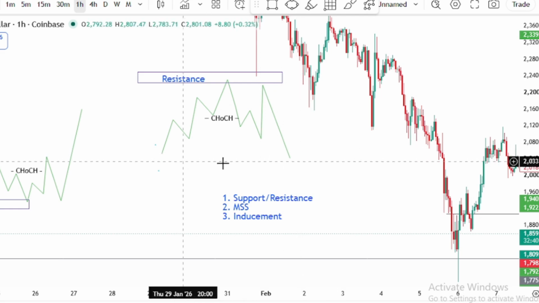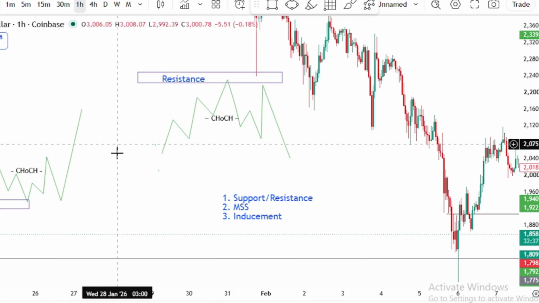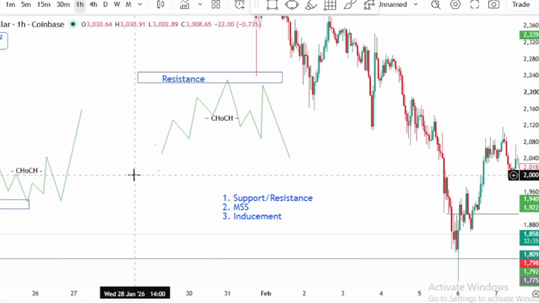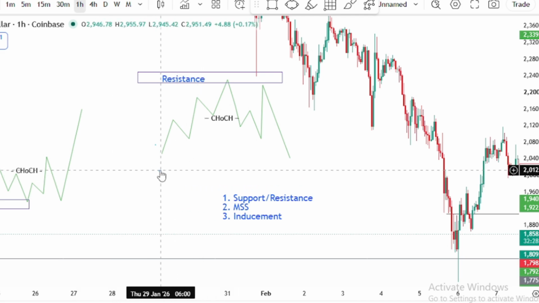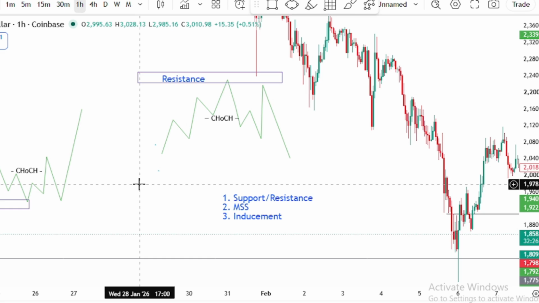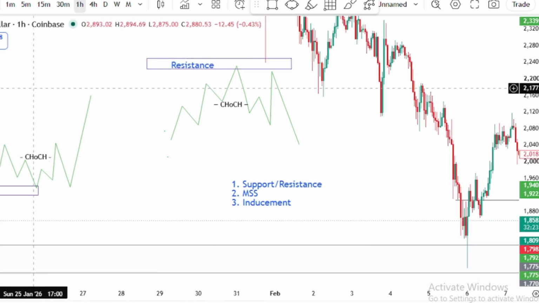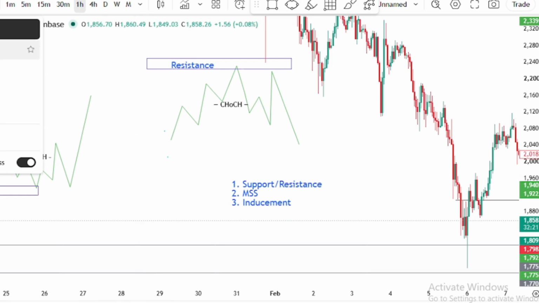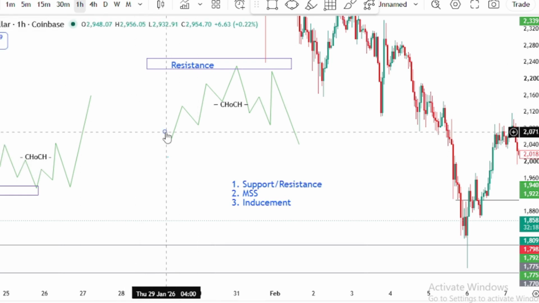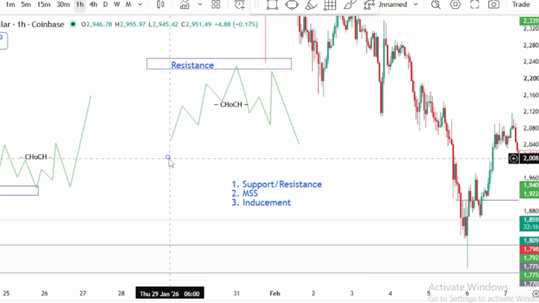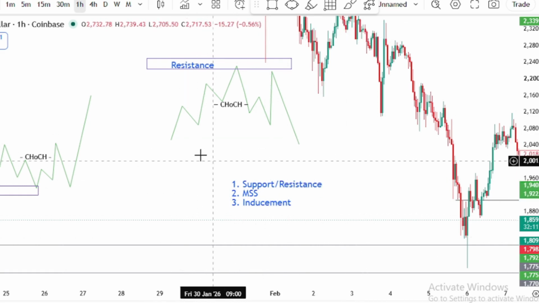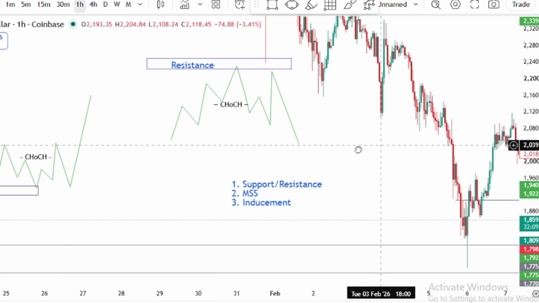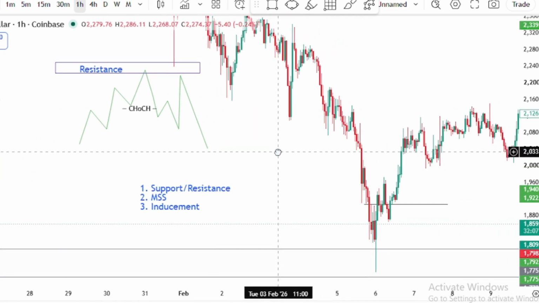So this is simply how to trade reversal, and we'll soon go to the chart so that I'll show you how it is read on the chart. But you have to note that this does not work 100% of the time, but it works most of the time. So once you take note of these three things, you are likely going to trade the reversal strategy the right way.